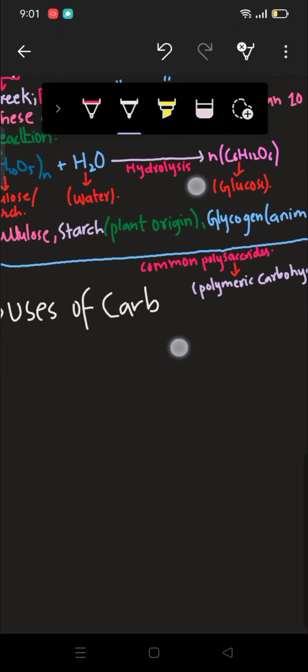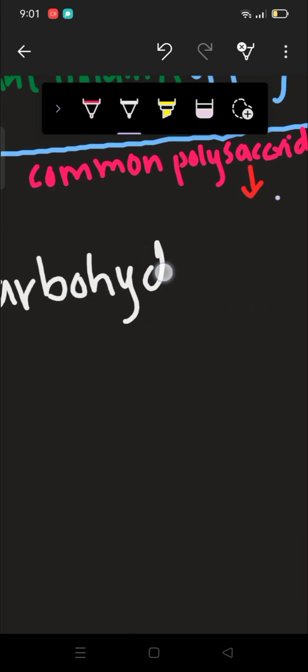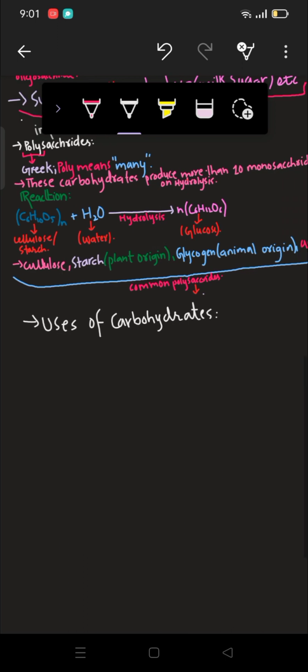Let me write this down. Uses of carbohydrates. So what's the first use of carbohydrate? We have discussed in very detail what carbohydrates are. We have discussed the classification of the carbohydrates too, like monosaccharides, oligosaccharides and polysaccharides as well. So now we are going to discuss the uses of carbohydrates.